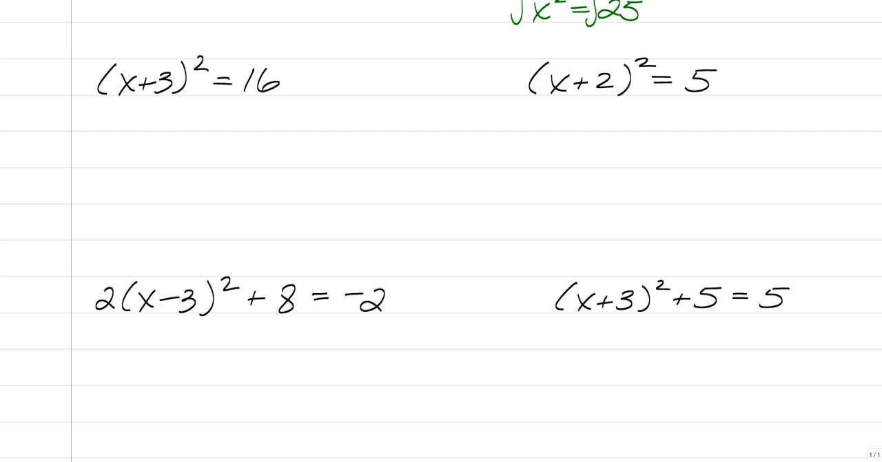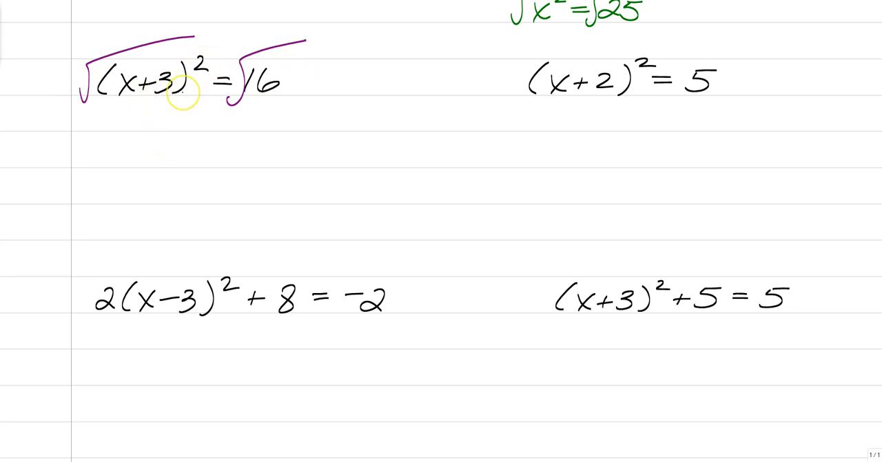And you could multiply x plus 3 times itself to square it, and you would get x squared plus 6x plus 9 is equal to 16, and then solve using another method. However, when we know that this is a perfect square, we can just square root right now.